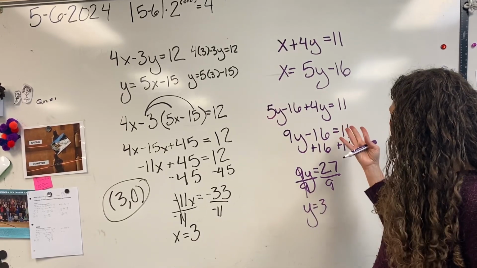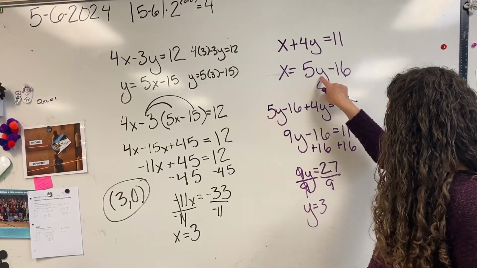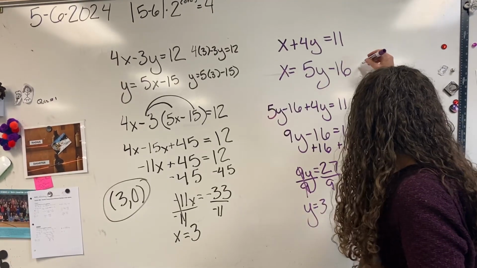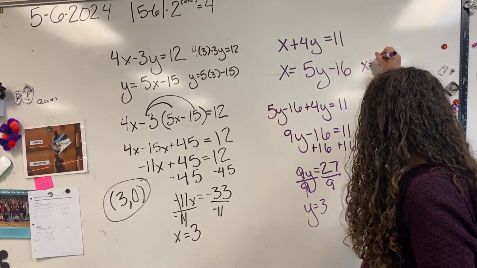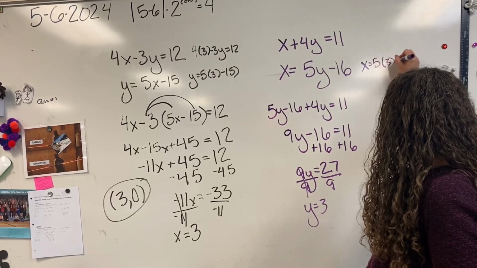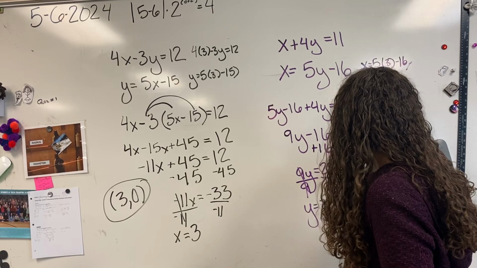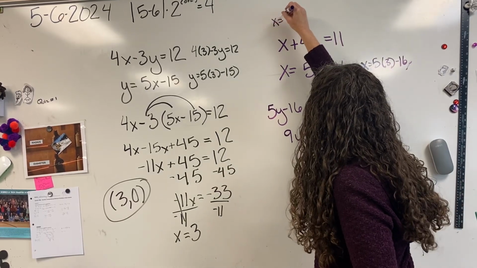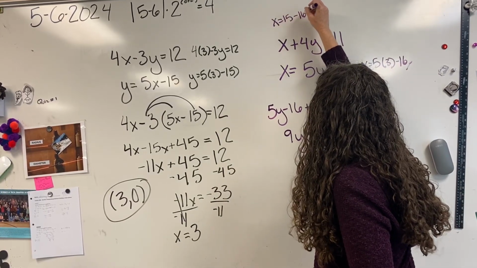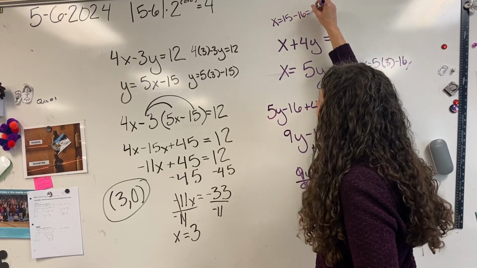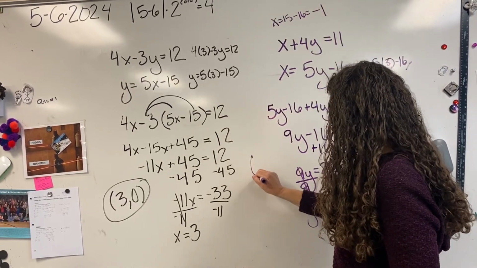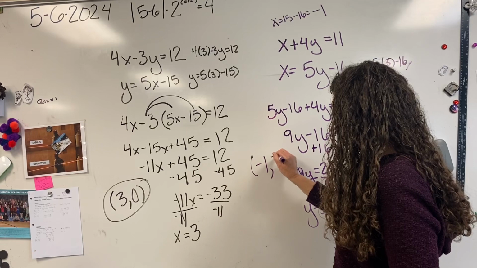So can I figure out what x equals now? Yes, because x equals 5 times y, but y is what? 5 times 3 minus 16. Well, what's 5 times 3? 15. So x equals 15 minus 16, which is what? Negative 1. And we have the solution, (negative 1, 3).